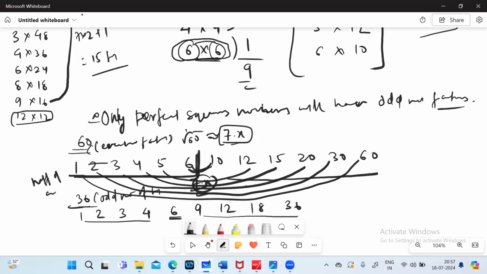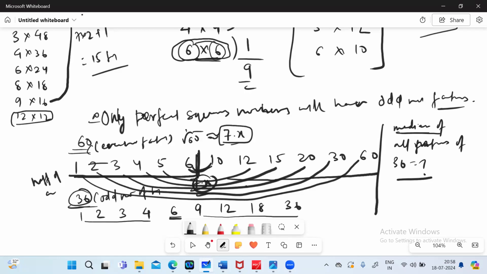So tell me, if I ask you a question: median of all factors of 36, what will be the answer? 6. What is median? Median is the middle value. When you write all the values in ascending order, whatever value comes in the middle will be the median. So the median of the factors of 36 will be 6 only.